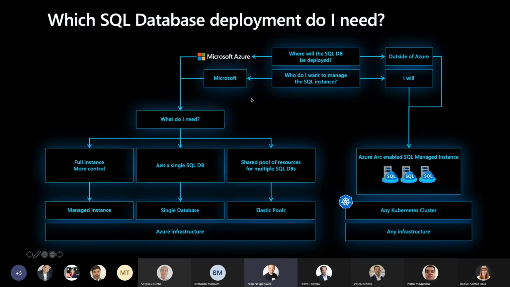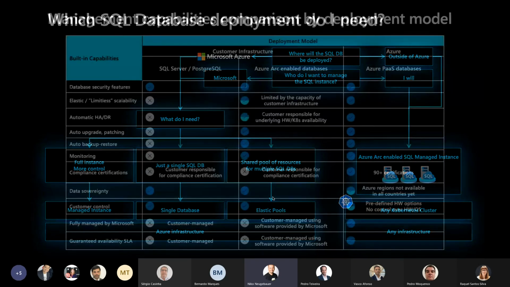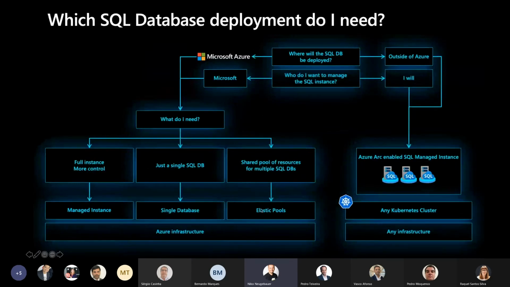You can follow this model to choose what you are going to deploy. If you want Microsoft to manage it and place it directly into Azure, and you need full control, you run the managed instance. If you want a single DB, you run the Azure SQL database. Maybe you have hundreds or thousands of databases, and you run the Elastic Pools.